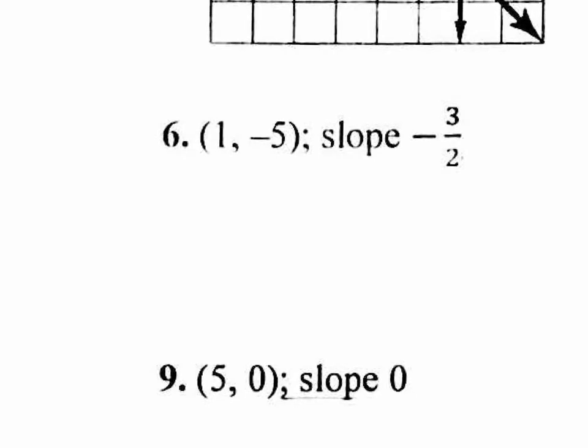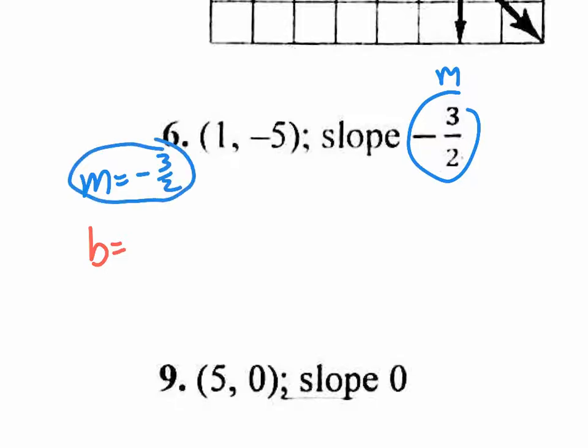So they want us to write the equation in slope-intercept form. Slope-intercept form, you need two things. You need an M and you need a B. Do they give you either of those? Yes, they give you the slope, and the slope is -3/2. So we have half of what we need. And now let's find the B value.